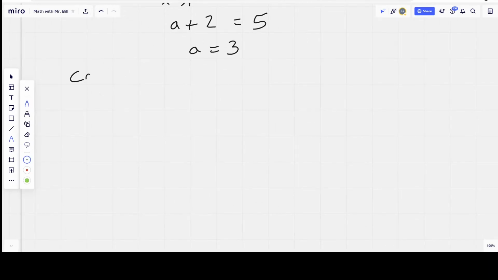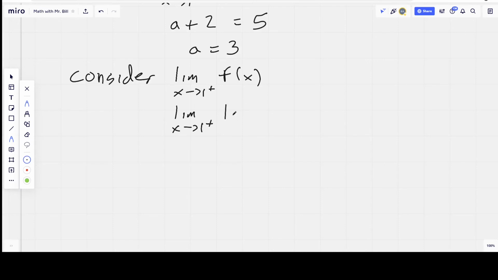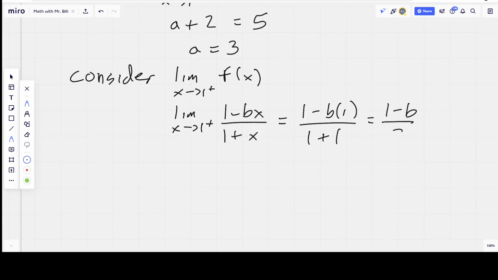So we're going to say consider the limit as x approaches 1 from the right of f of x. And the one that's on the right is the one with the b portion. So it's going to be (1 minus bx) over (1 plus x). Again, I can plug 1 into this because 1 doesn't cause me any problems. So if I plug 1 in, I get (1 minus b times 1) all over (1 plus 1). I evaluate that, simplify it a little bit, and I get (1 minus b) over 2.